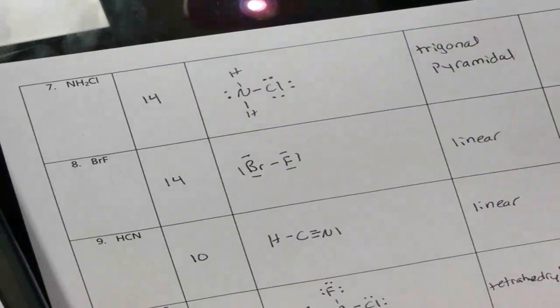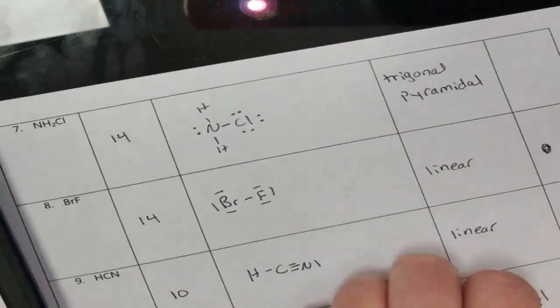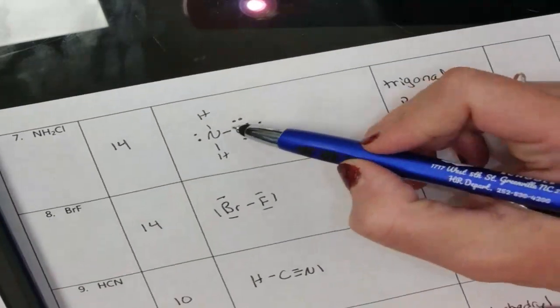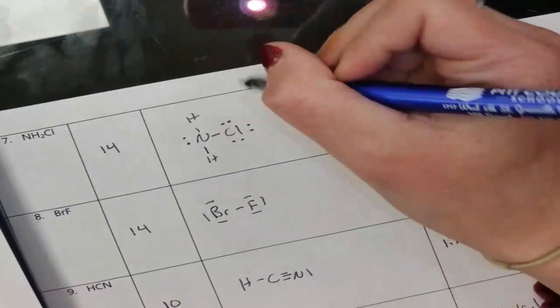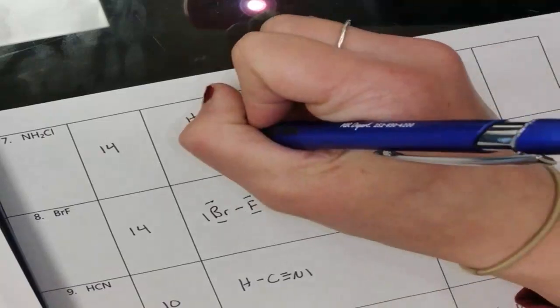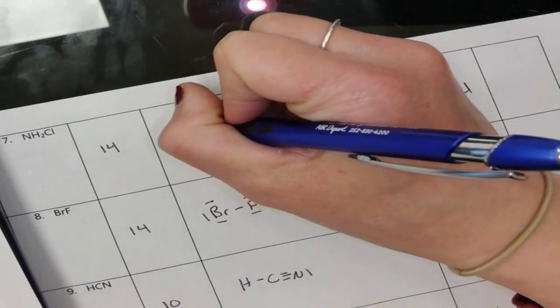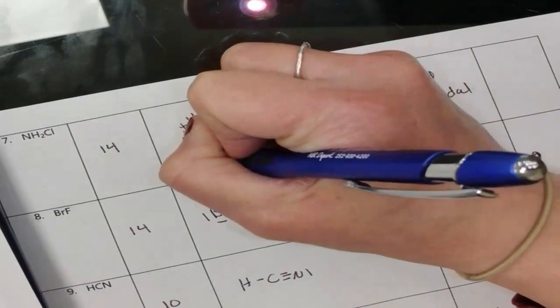When we look at our structure for number 7, nitrogen is closer to fluorine than hydrogen, so nitrogen is probably more electronegative, so my dipole is going to go toward the nitrogen.